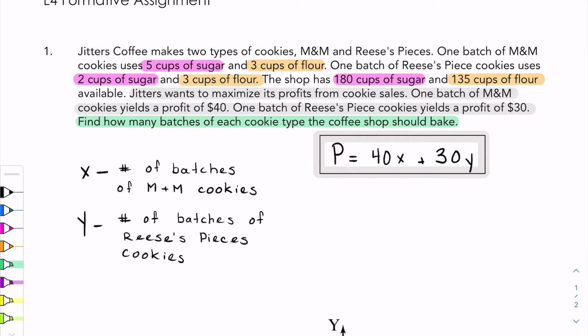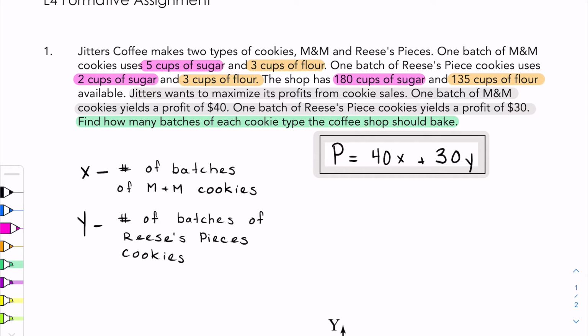So right here, I was looking for totals. And those totals helped me write my constraints. Again, my totals were sugar and flour. Those were the only 2 totals I had within this problem.